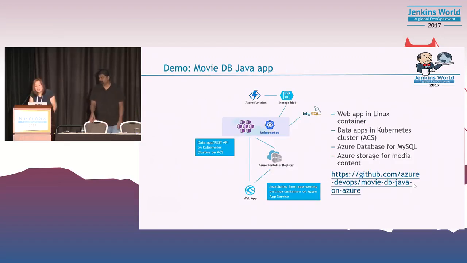Thanks, Arun. So before I dive into the demo, I want to give you a high-level overview of the Java app I'm going to use. The front end is deployed to App Service on Linux. It's a Java Spring Boot app. The data app is a REST API and is deployed to Kubernetes clusters on Azure. It uses MySQL in the back end, running on Azure, and also Azure storage for the media content. Let me switch over to the actual app.